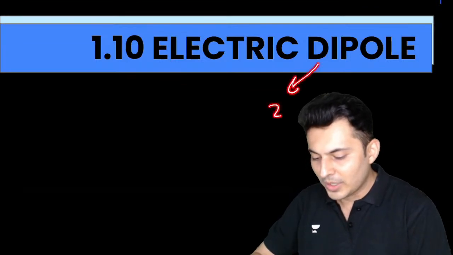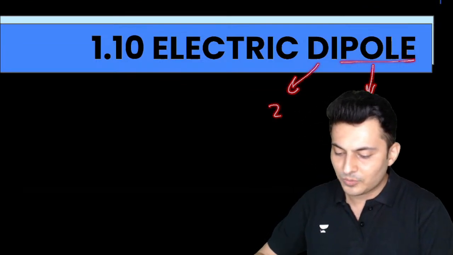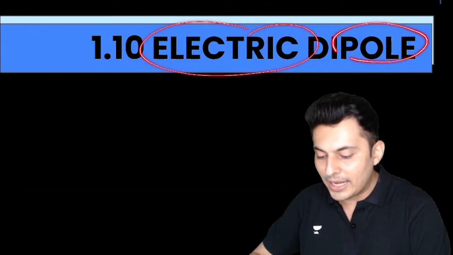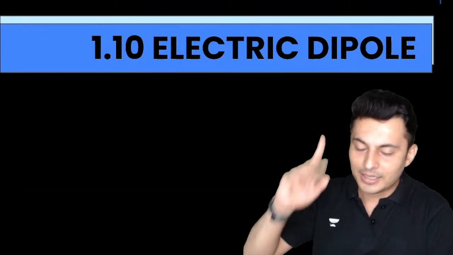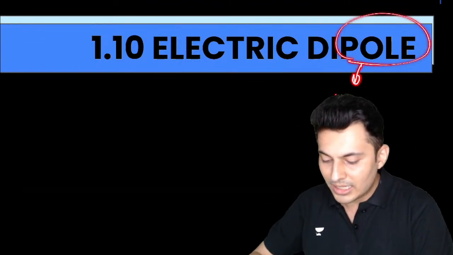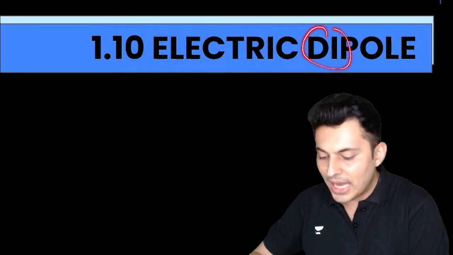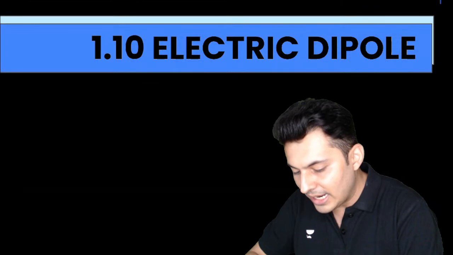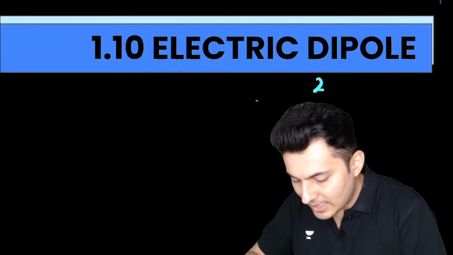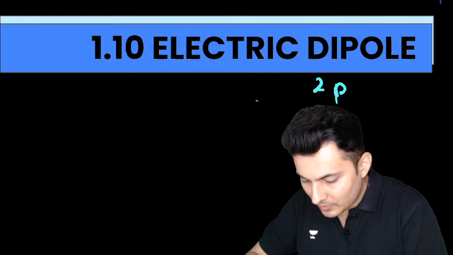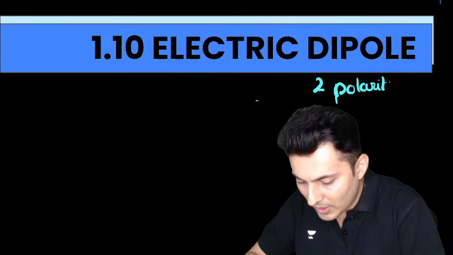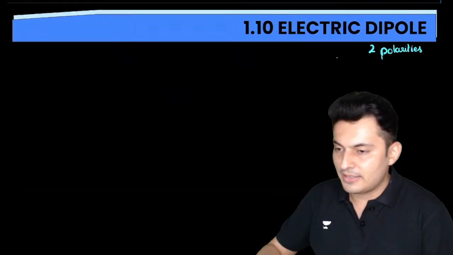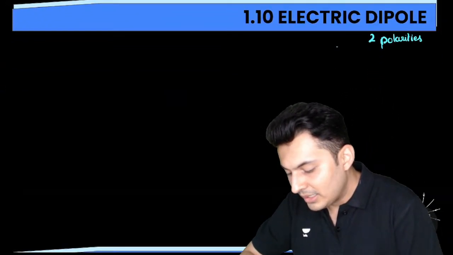Two, right? Polarities. What are the polarities in electricity? Pole means not that electric pole, polarities, that is positive and negative. So dipole means two polarities, as simple as that. That's how you can visualize this. But in stricter sense, how do I define a dipole?